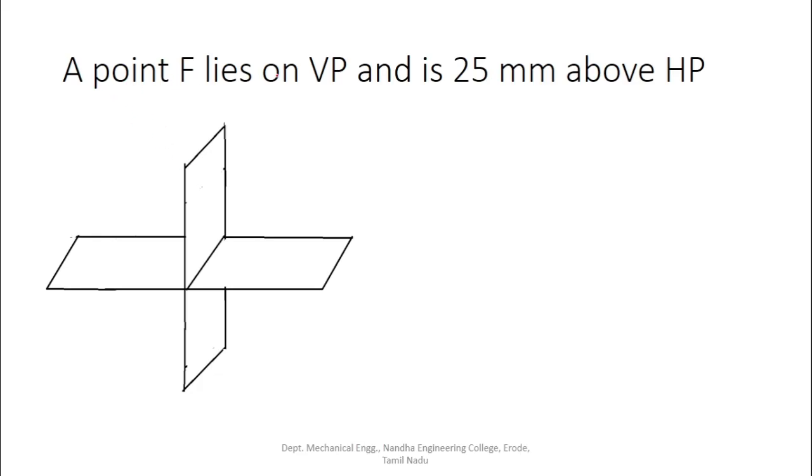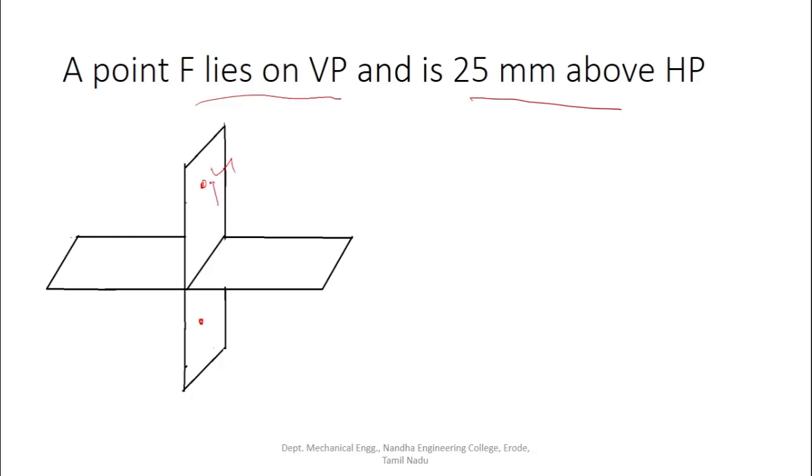Here the point F is placed on VP. Placed on VP means the point may be placed in the intersection of the first or second quadrant, or the third or fourth quadrant. So according to this first statement, the point F is placed somewhere in the vertical plane. The next one is 25 mm above HP. 25 mm above HP means this is the location. It is not in the intersection of the third and fourth quadrant. It is the intersection of the first and second quadrant.